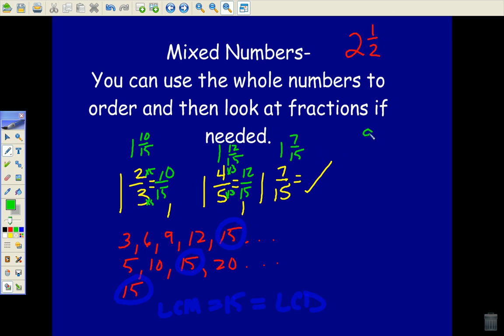So let's do greatest to least on this one. We all have the same whole number. We all have the same denominator. Now, which one is the greatest? 10, 12, or 7? The 12 is, but it wasn't originally 12/15ths, it was originally 1 4/5. So that is my greatest. So I'm done with that one.